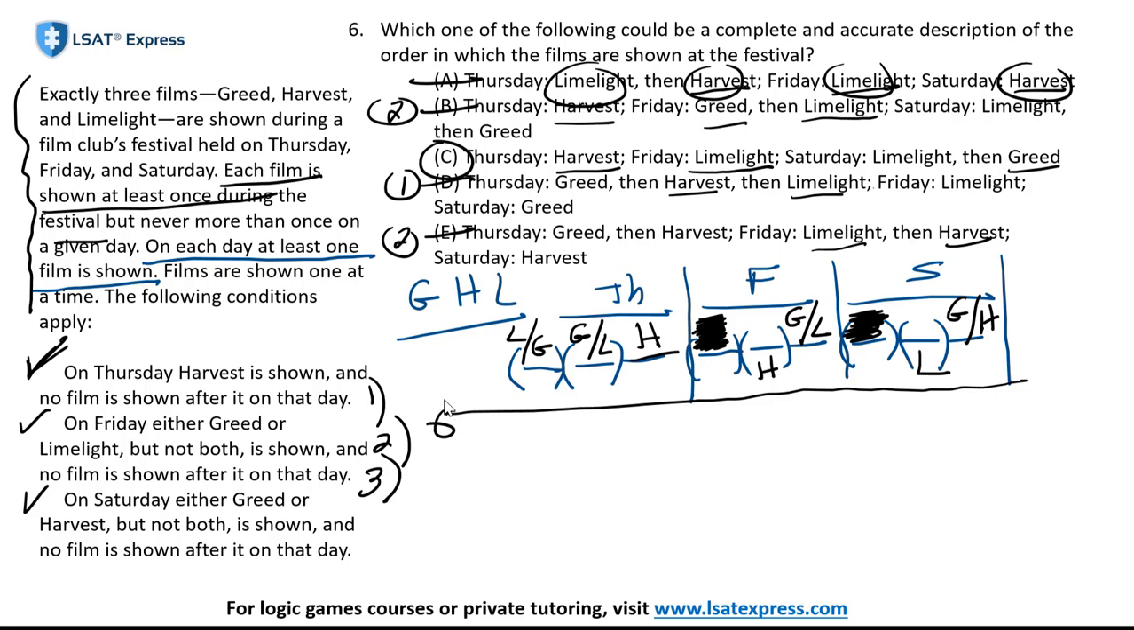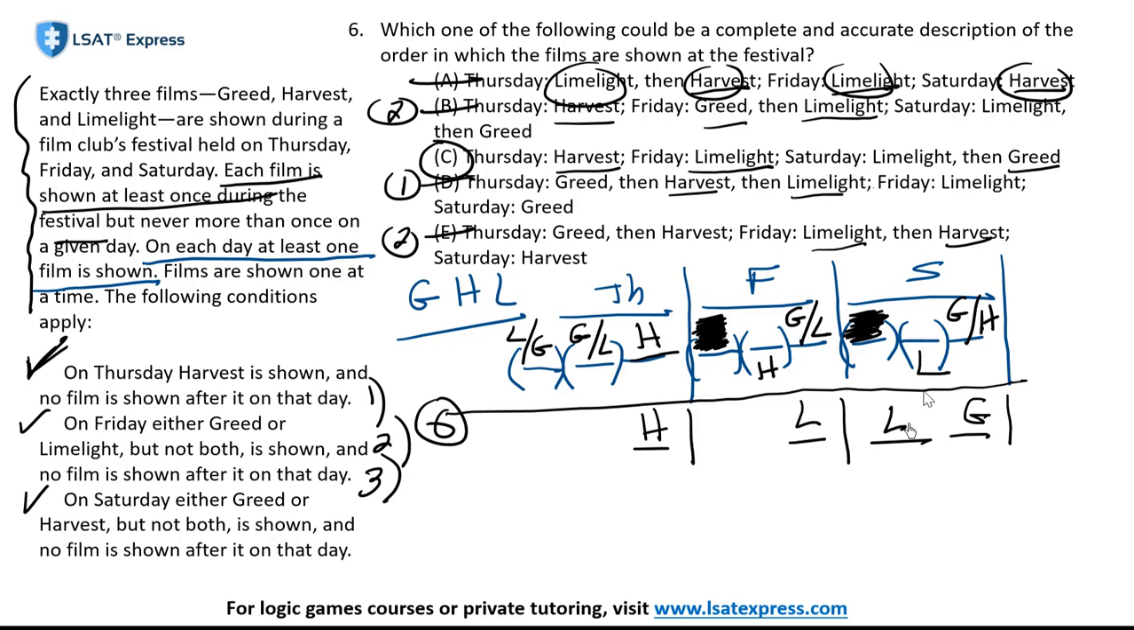So this is question 6. It's a good idea to write the question number. I look at answer C, Harvest and only Harvest, so we'll put that there. Friday, Limelight and only Limelight, we'll put that there. And Saturday, it ends with G, and Limelight also appears before G.